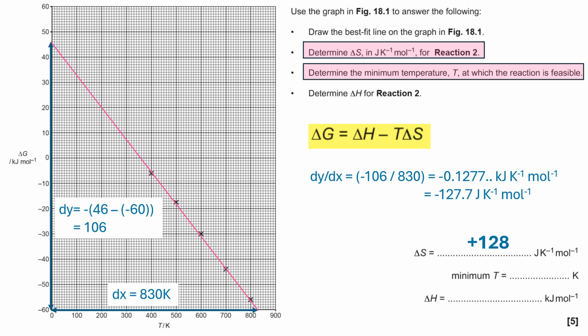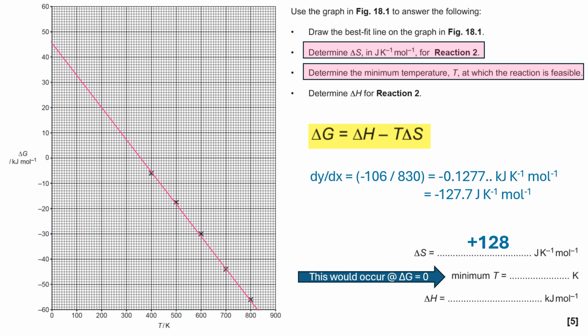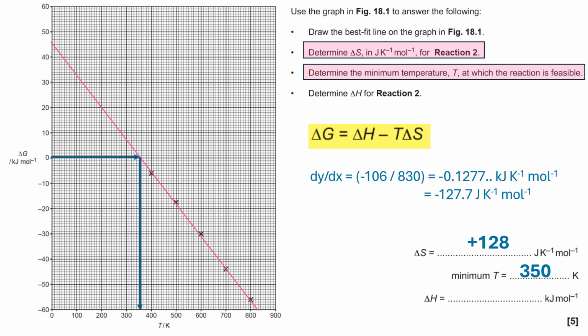So to determine the minimum temperature, this would occur at delta G equals 0. So looking at where delta G is 0 and extrapolating downwards, you can see it's 350 Kelvin. So down here, delta G is 0. Draw a line across till it touches your line of best fit and bring it down to 350.